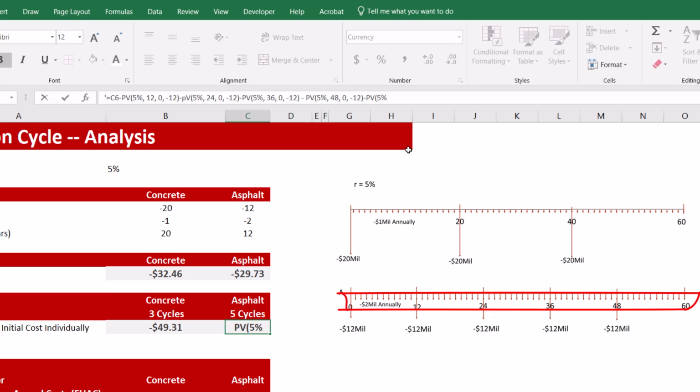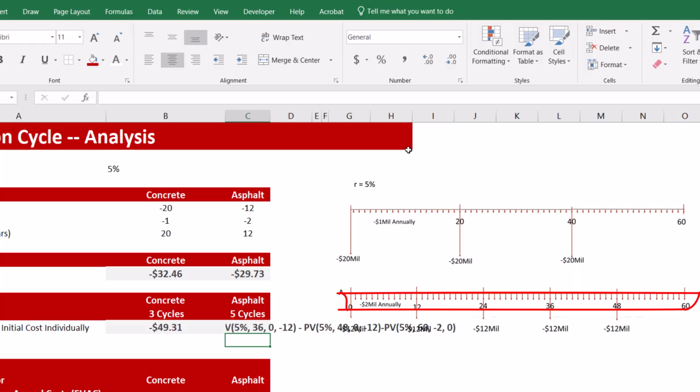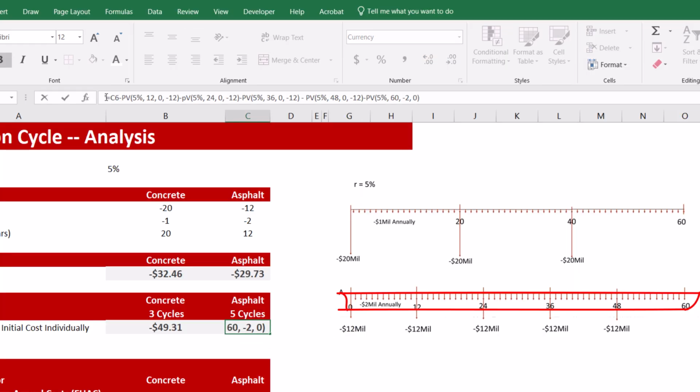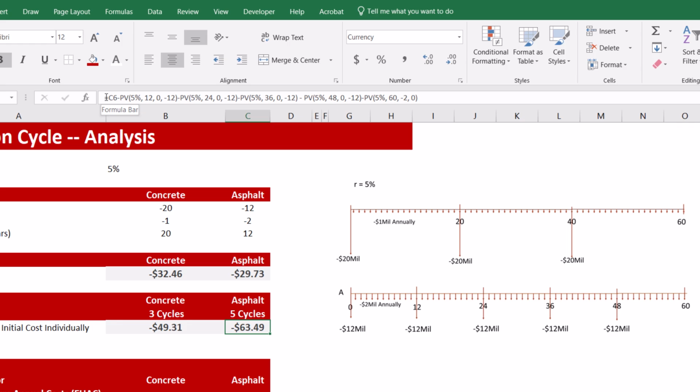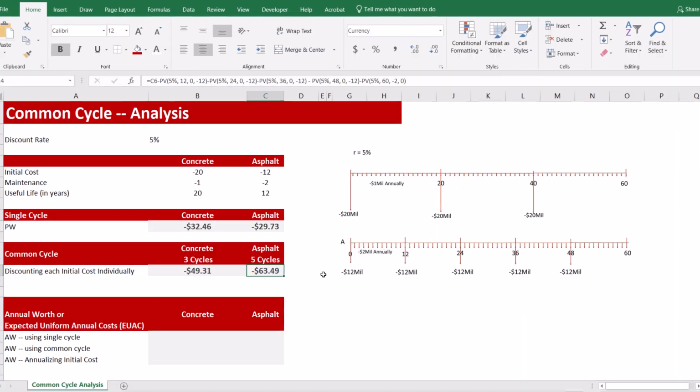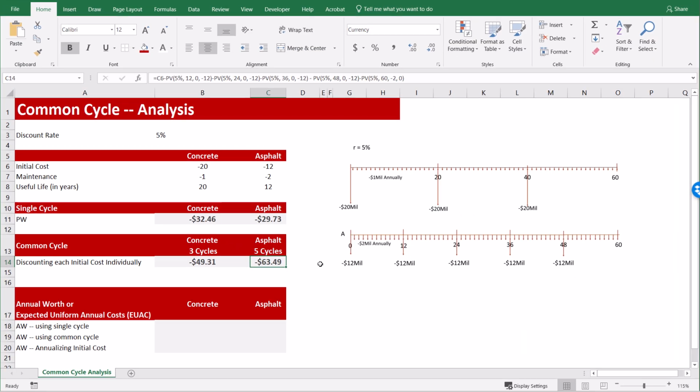So at 5%, we have 60 periods. We're discounting this with 2 million and no future value. When we do this, let me take out the apostrophe here, we're going to get minus 63 million. So this would be to calculate the discounted present value of the common cycle.